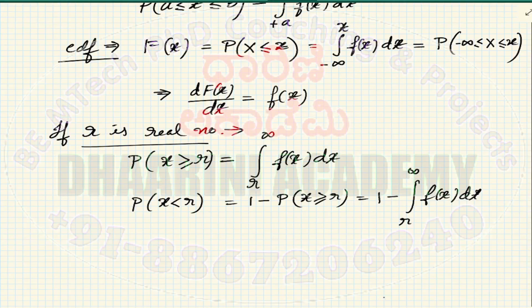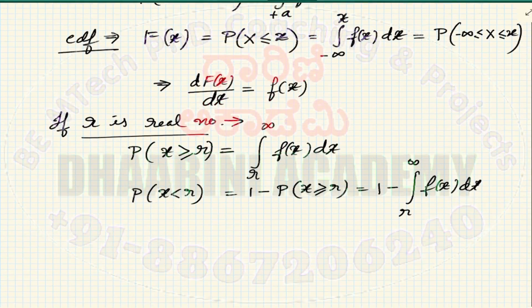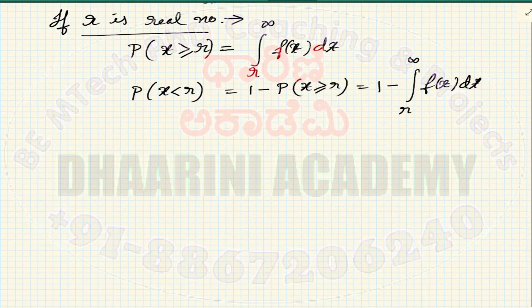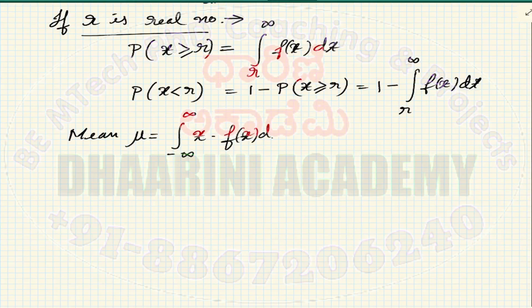In addition to these equations, we definitely need the mean and variance of any given f of x. So how to find that? Let's write the general equation. The mean mu is given by the integral from minus infinity to plus infinity of x into f of x dx.